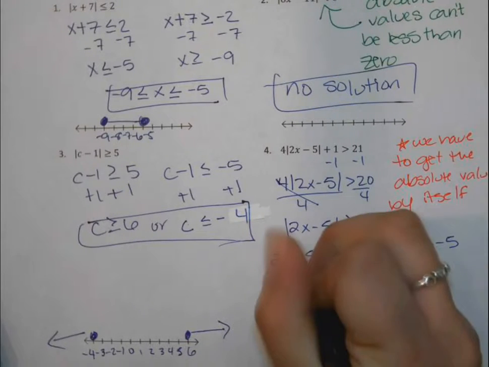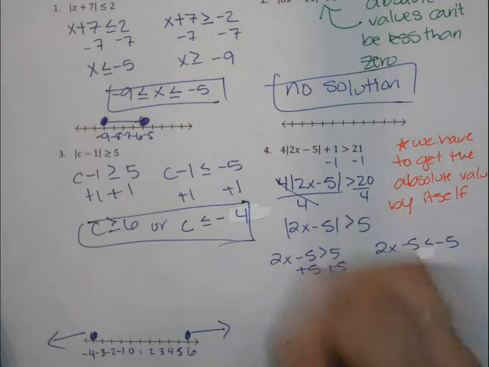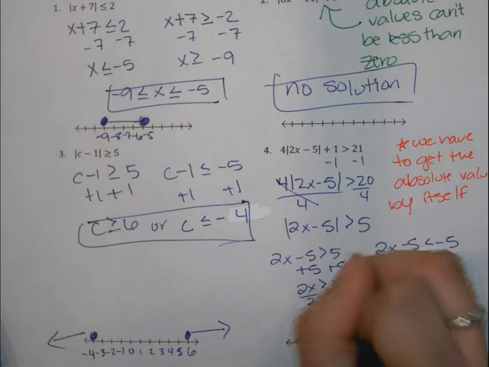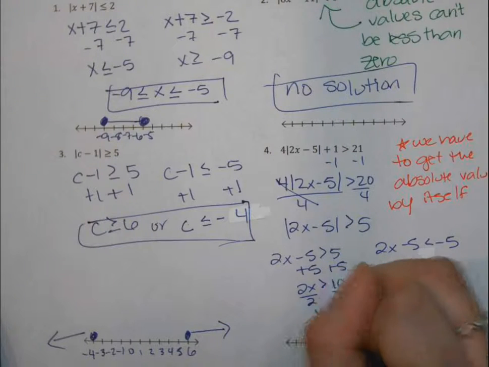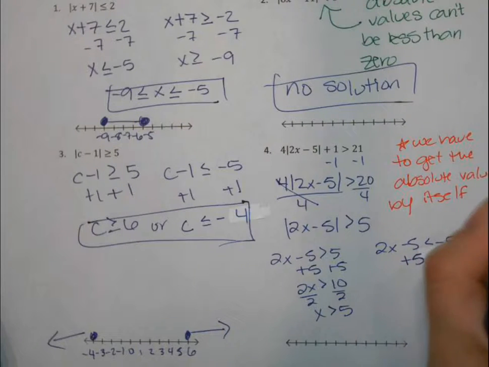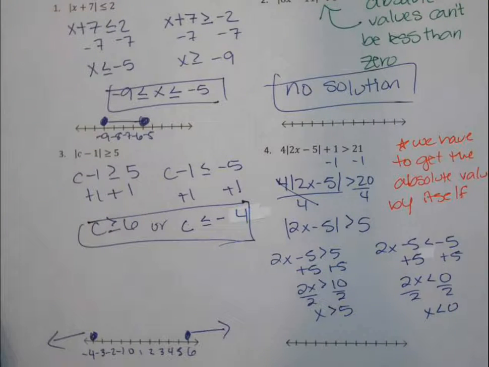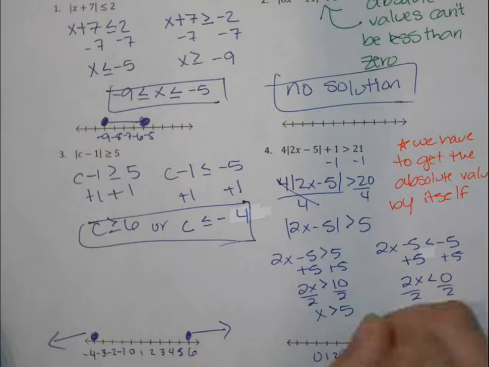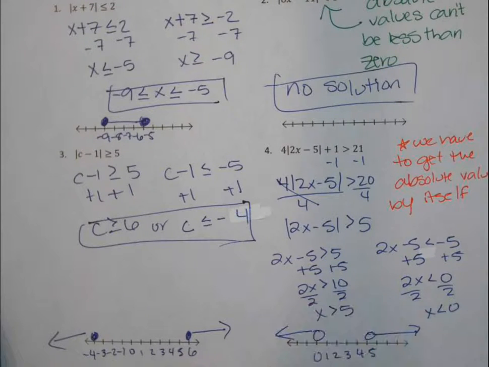Okay, first one. Start off, I add 5 to both sides. I have 2x is greater than 10. Divide by 2 on both sides. x is greater than 5. On the second one, I add 5 to both sides. 2x is less than 0. Divide by 2. x is less than 0. I'm going to go ahead and graph this. 0, 1, 2, 3, 4, 5. The 5 goes to the right, and the 0 goes to the left, so this one is an OR.